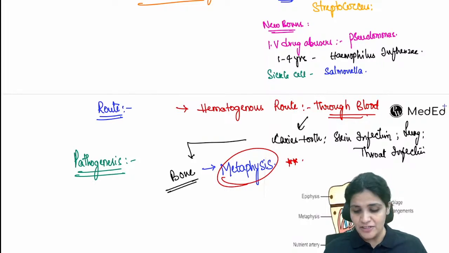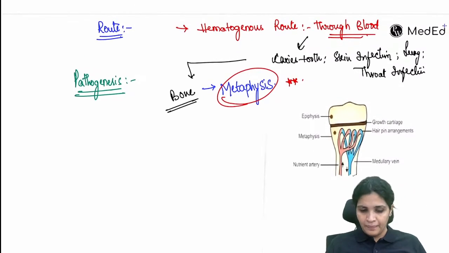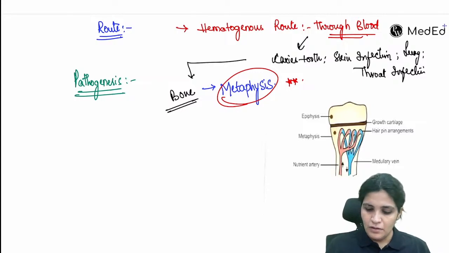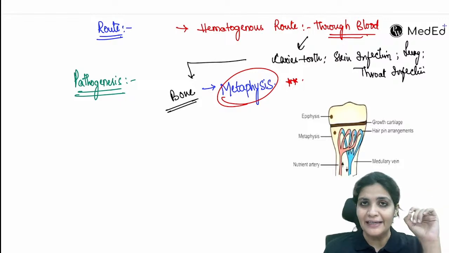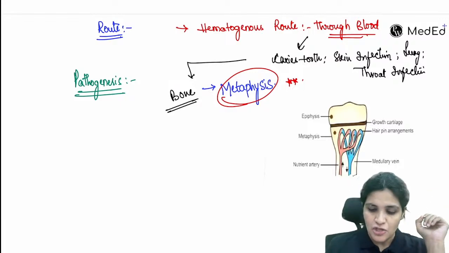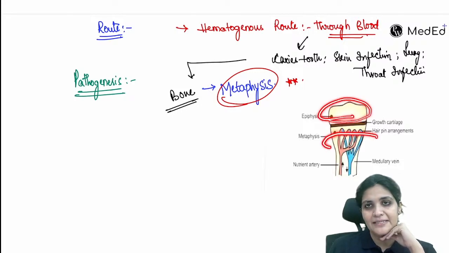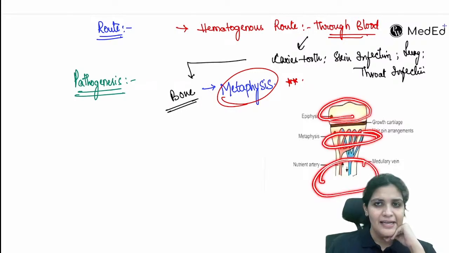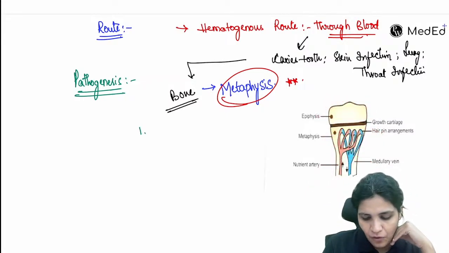So why is it choosing metaphysis? That is also an important question. What makes the bacteria reside in metaphysis? So there are certain important things which you have to remember regarding the metaphysis. So once you talk about the bone, this part is the epi, and this is the meta, and this is the diaphysis, right? This is all you know, right? And now there are certain vessels which are present in the metaphysis, and they are in the form of hairpin bend.